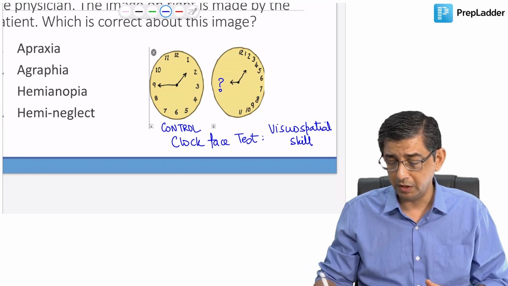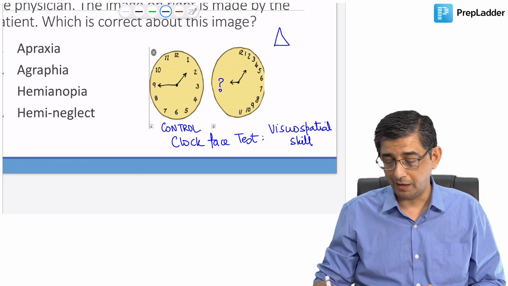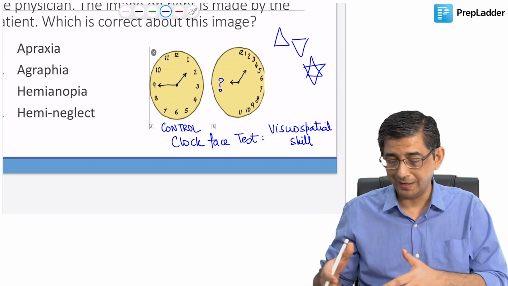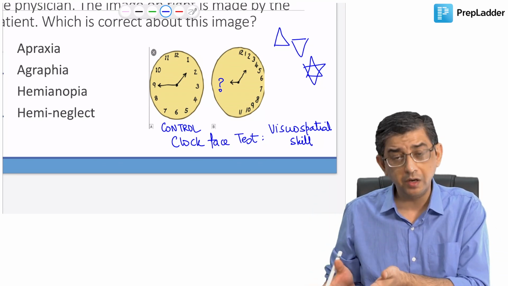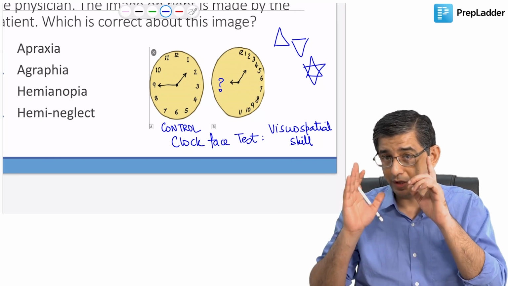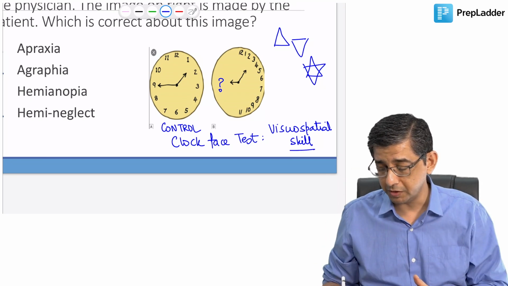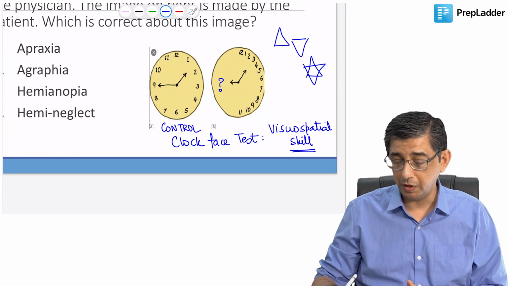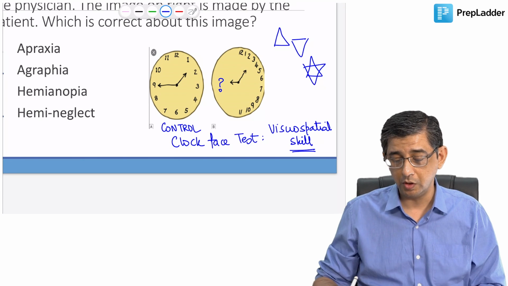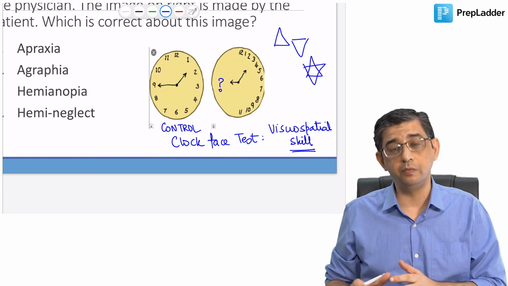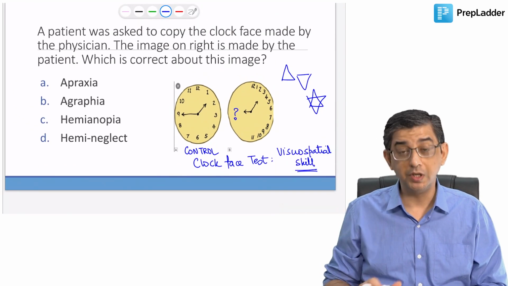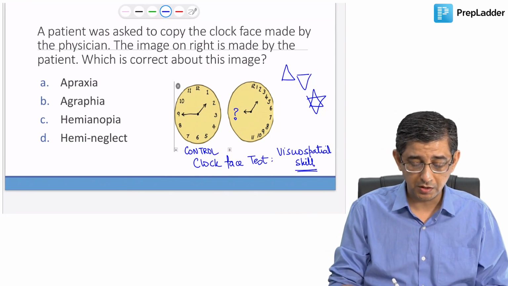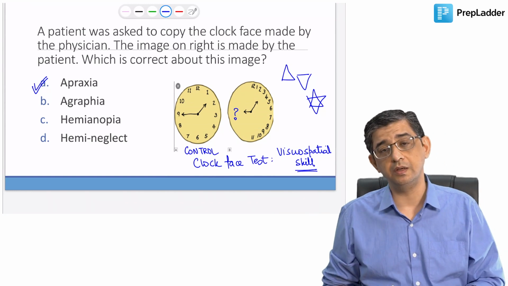Or let me put it simply, if I draw a triangle before you, an inverted triangle, I make a star, I can say, okay, doctor, draw these shapes. Obviously, you can draw these shapes because you can see, analyze, and draw. That is visuospatial skills. But a person who has loss of visuospatial skills is not going to be able to draw these geometrical shapes, or is not going to be able to copy the clock the right way. So the correct answer for this MCQ, wrongly mentioned by a lot of chaps as hemineglect on various forums, is constructional apraxia.